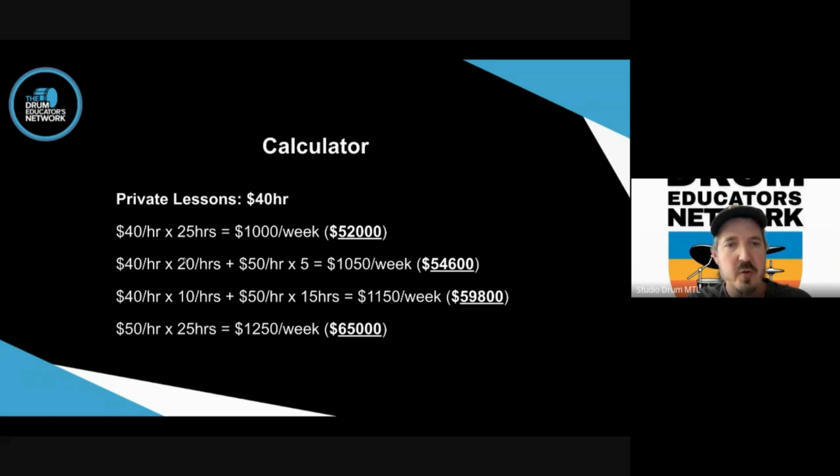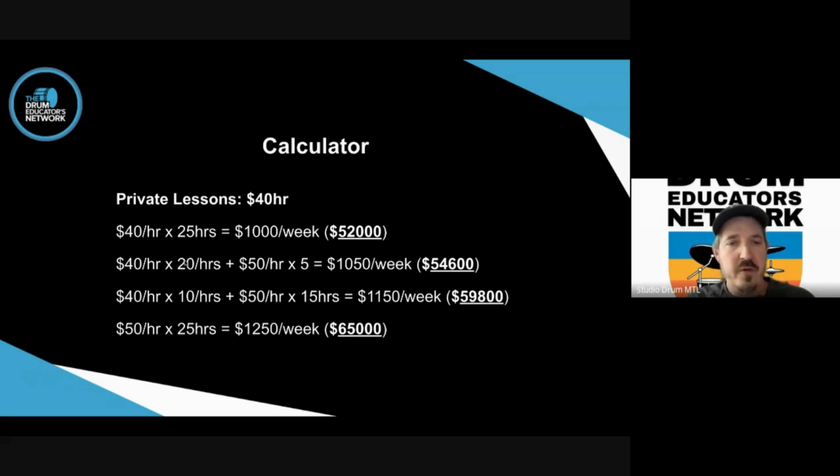Now imagine you only do $40 an hour for 20 hours, and then you raise your rate to $50 an hour. So you have 5 hours a week of that. Now you're at $54,600. So you actually aren't teaching more. You've made $2,600 more revenue.